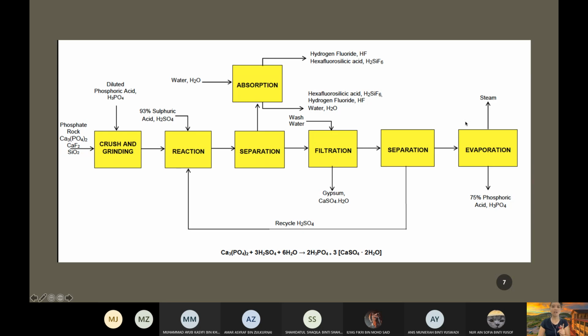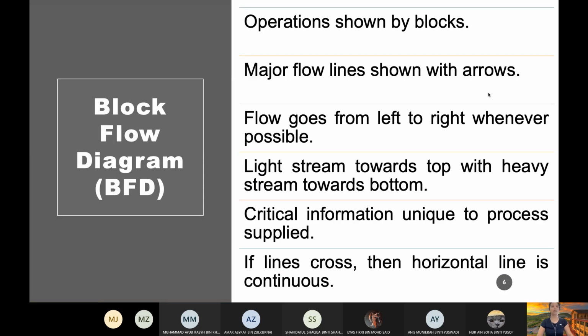Got the sign. Nak keluar pun kena tunjuk. Maksudnya the arrow goes towards, let's say the steam goes towards up. So the anak panah is always towards entering something for the block flow diagram. Okay, so ada anak panah.